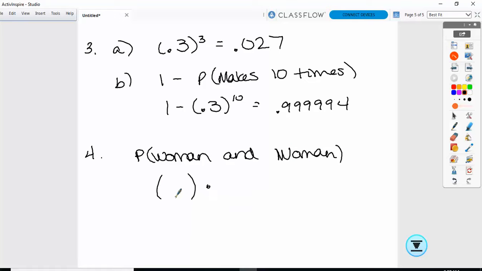If I have how many total people? 7. How many of them are women? 4. If I select a woman, then for my next person, how many are women? 3, out of 7, or 6. 6, because we already took one out of our group. Okay, so when you multiply those, we get 0.2857.